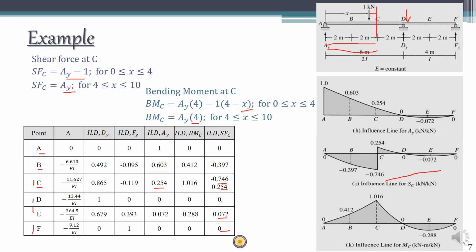So for the positions C, D, E and F, all you need to do is multiply the ordinate of ay by 4. So ay we have, so if you multiply this by 4, you get 1.016. 0 multiplied by 4 is 0. Minus 0.072 multiplied by 4 is going to be minus 0.288. So if you get all the ordinates, you can plot that now, and you will get the ILD for bending moment at C.